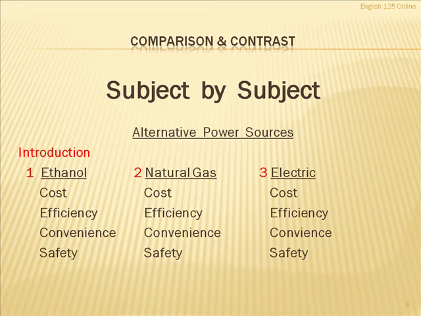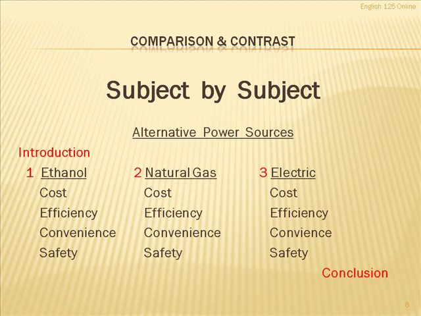Then you discuss subject 1, ethanol: cost, efficiency, convenience, safety. Then you discuss subject 2, natural gas: cost, efficiency, convenience, safety. Then you discuss subject 3, electric: cost, efficiency, convenience, safety. And then a conclusion. Alright, so that's the way you set up this type of paper.